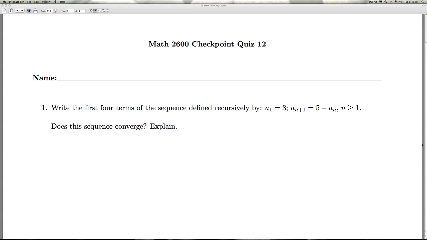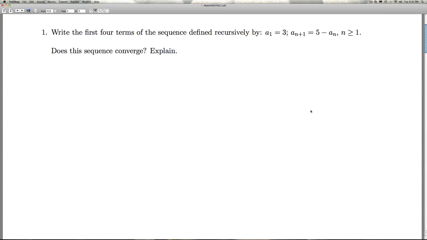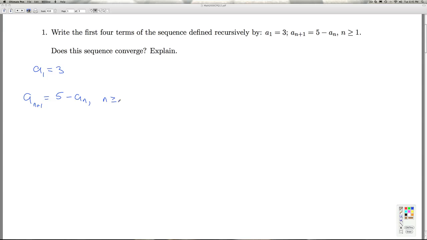Number 1, we're given a sequence defined recursively, and we're asked to write out the first 4 terms of the sequence and discuss whether or not it converges. Okay, so a recursive sequence tells us where to start. So it tells us a1 is 3, and then the recursion equation, a_{n+1} is 5 minus a_n, and that recursion equation holds for n bigger than or equal to 1.